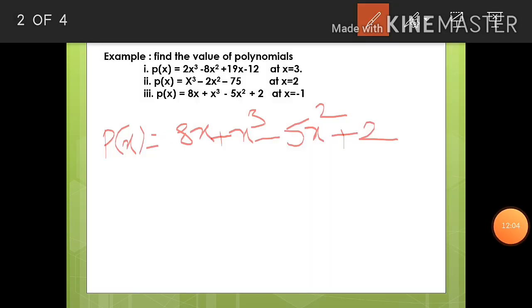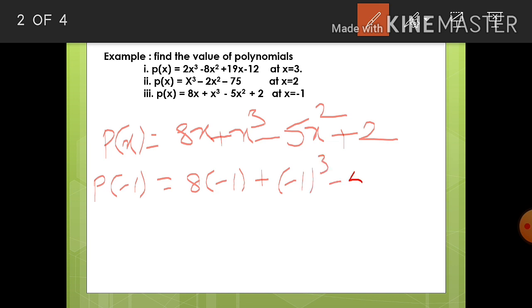Now we have to find out the value of polynomial p of x equal to 8x plus x cube minus 5x square plus 2 at x equal to minus 1. So we have to replace x with minus 1 here. 8 into minus 1 plus minus 1 whole cube minus 5 into minus 1 square plus 2. 8 into minus 1 is minus 8, plus here minus 1 into minus 1 into minus 1. The result will be minus 1, because minus into minus is plus, plus into minus is minus.